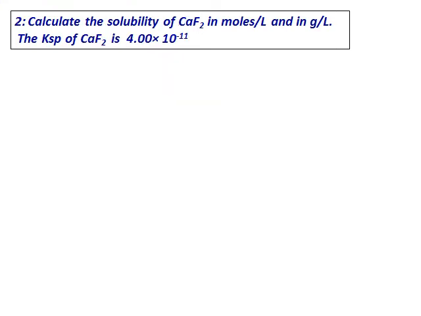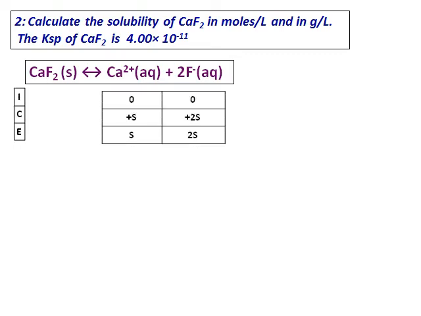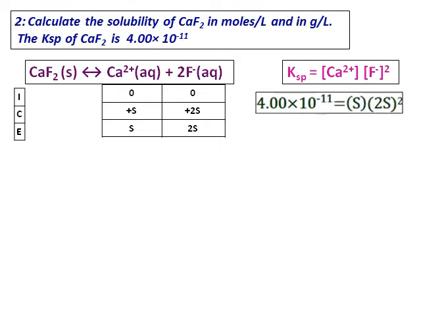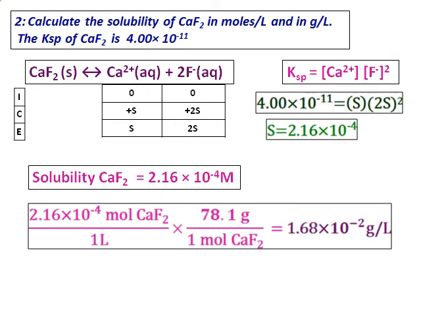Calculate the solubility of calcium fluoride in moles per liter and grams per liter. The Ksp of calcium fluoride is given. As usual, write down the equation, calcium fluoride giving you the calcium ion and fluoride ions, and set up the ICE table. The fluoride is raised to the power of 2, and you should remember that. So when you substitute into the equation, the concentration of fluoride will be 2s raised to the power of 2. Calculate the value of s, which is the solubility of calcium fluoride in moles per liter. Multiply it by the molar mass of calcium fluoride and I get the solubility in grams per liter.